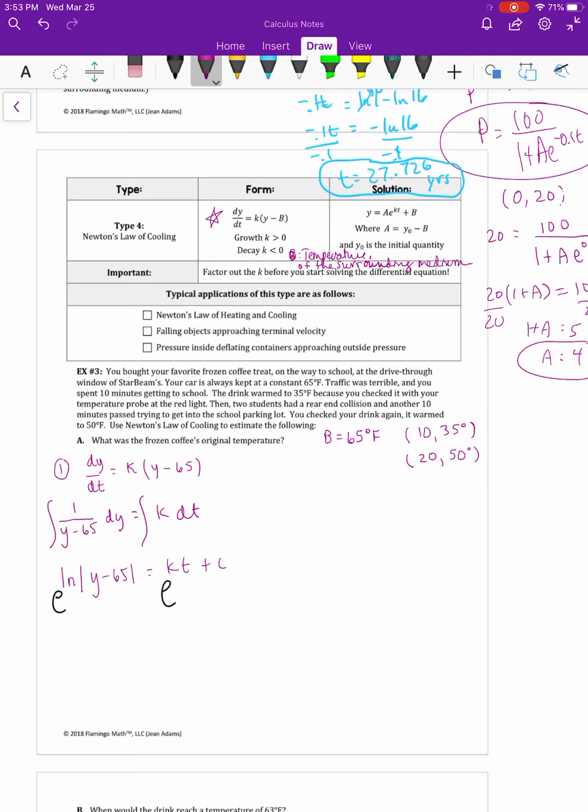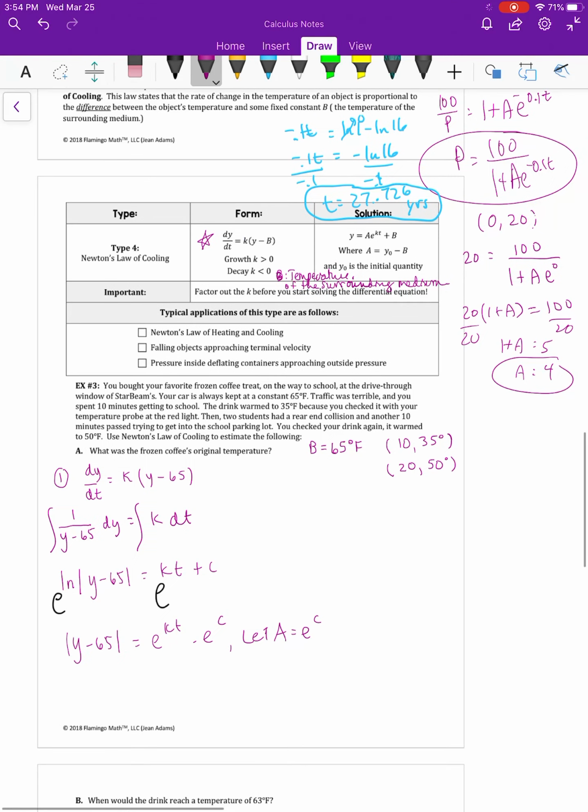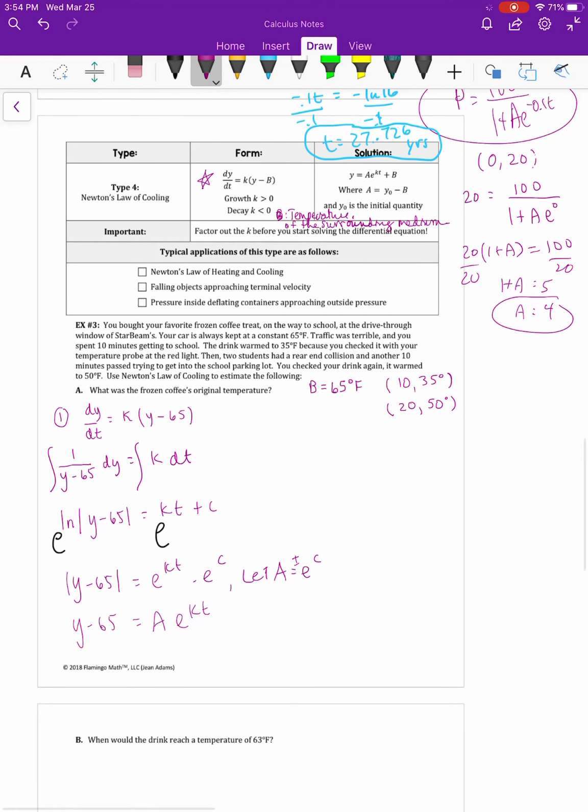And take e to the power on both sides. So e to the power, and the absolute value of y minus 65 is equal to e to the kt times e to the c. We're going to let a equal e to the c, or I guess plus or minus, right? Because we're going to take off that absolute value sign. A times e to the kt is what my y minus 65 is equal to. And then our y becomes a times e to the kt plus 65. So this is your general solution.